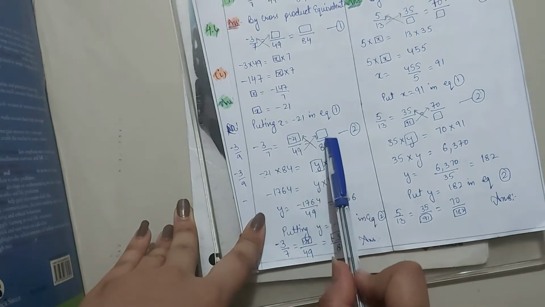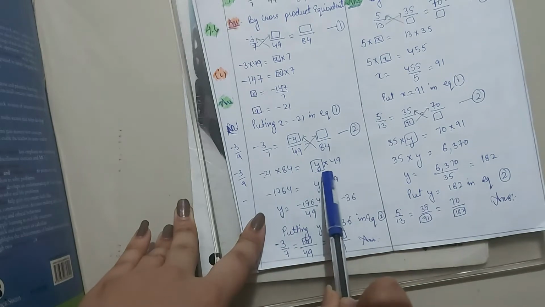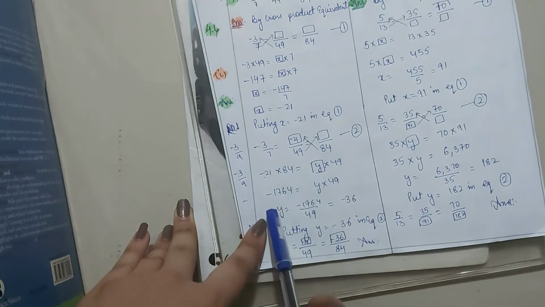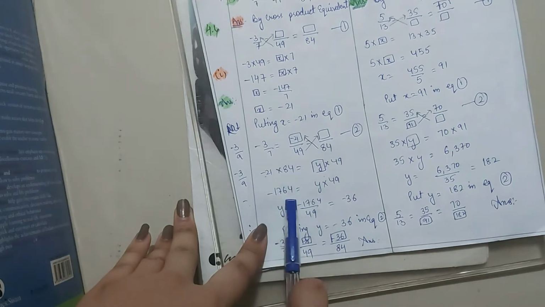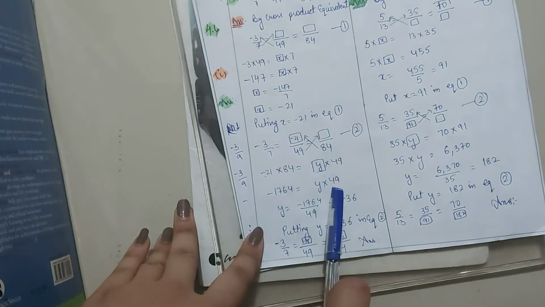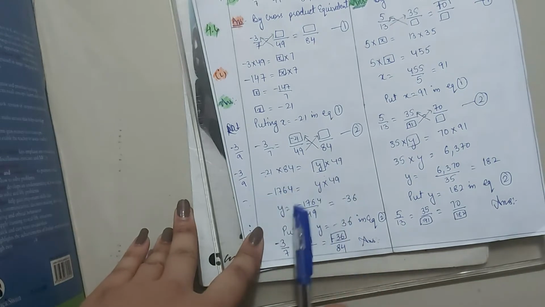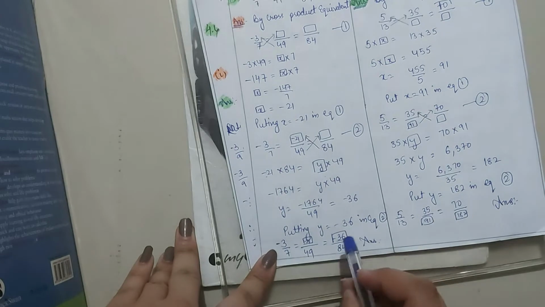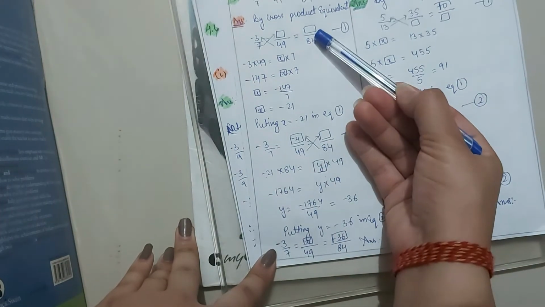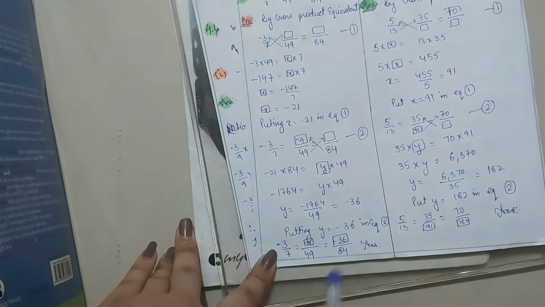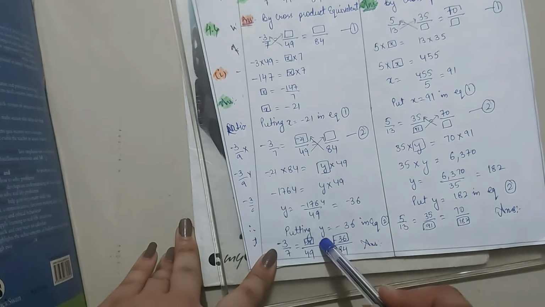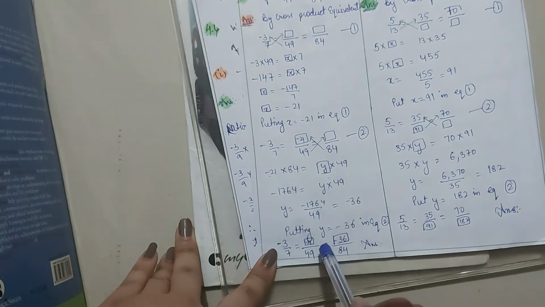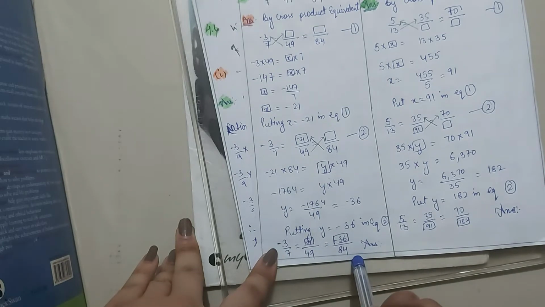In the empty space, let it be y. y multiplied by 49. So 21 multiplied by 84 would be minus 1764, and that is y into 49. Whenever we divide this term by 49, the answer is minus 36. So put minus 36 in place of y in this equation, and our answer will be minus 3 by 7, which is equal to minus 21 over 49, which is equivalent to minus 36 over 84.